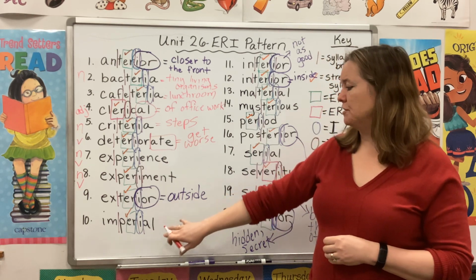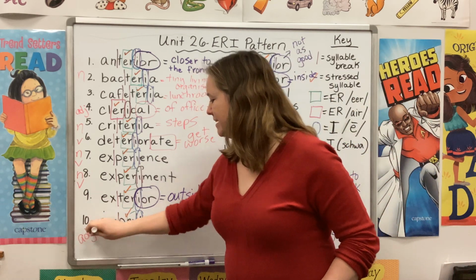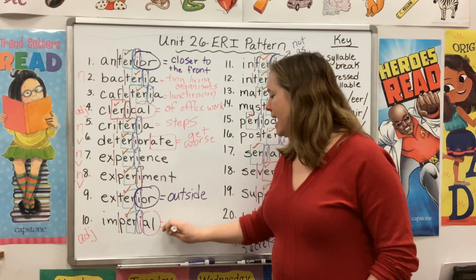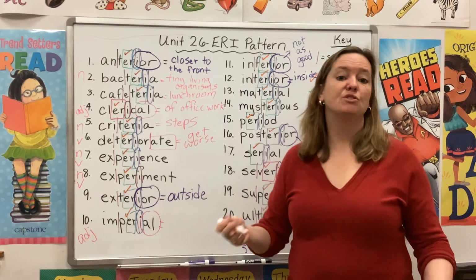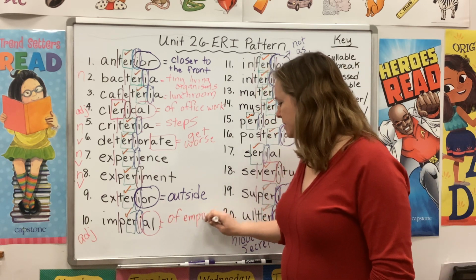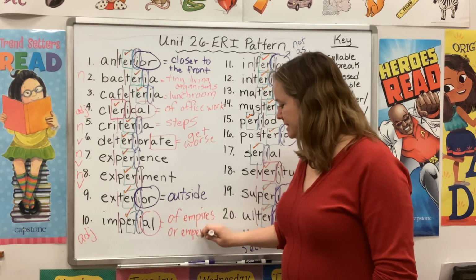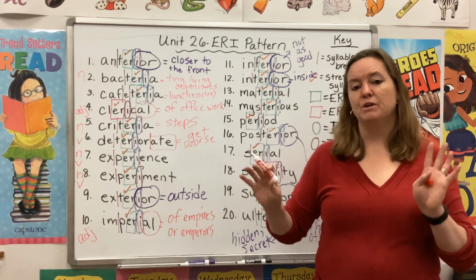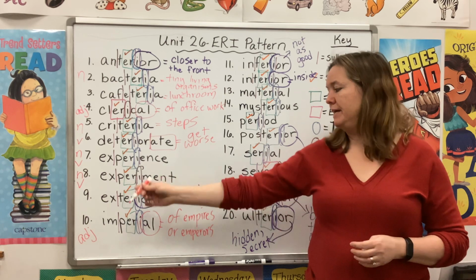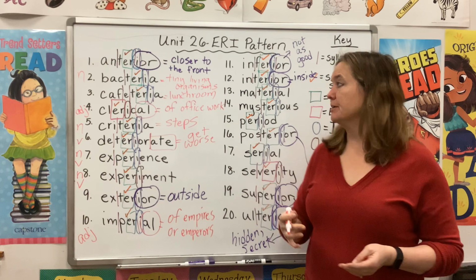We talked about exterior. Imperial, that's another adjective. Again, we have that AL ending. Anything imperial has to do with emperors or empires. So I'm going to say of empires or emperors or empresses as well. So just like we use the word royal to describe anything having to do with kings and queens, we can use the word imperial to describe anything that has to do with empires.